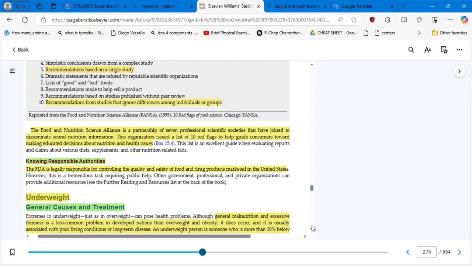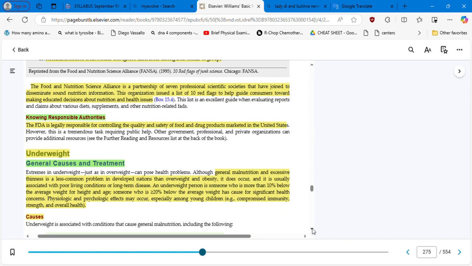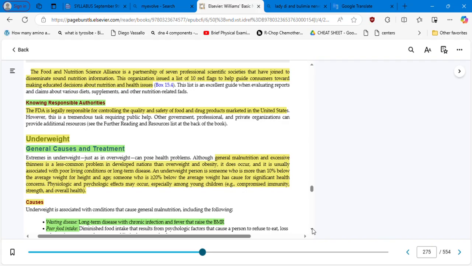The same thing is going to happen if you start buying supplements and vitamins and minerals without going to the doctor and getting your blood work to see what you really need. It's not what your neighbor is using and is effective for that person. You need to have evidence. So the Food and Nutrition Science Alliance is a partnership of 7 professional scientific societies that have joined to disseminate sound nutrition information. This organization issued a list of 10 red flags to help guide consumers towards making educated decisions about nutrition and health issues. So there you go. We already reviewed the 10 flags.